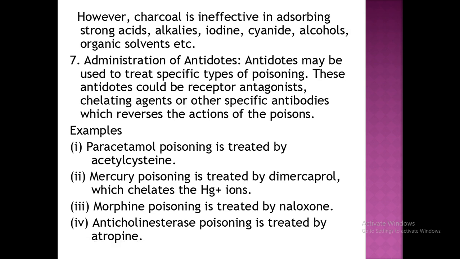Examples of antidotes are: paracetamol poisoning is treated by acetylcysteine. Then mercury, which is a heavy metal, poisoning is treated by dimercaprol, which chelates the Hg plus ions. Here chelate formation can be seen. Morphine poisoning: morphine is an analgesic, so morphine poisoning is treated by naloxone. Anticholinesterase is used in Alzheimer's disease. So its poisoning can be treated by atropine.